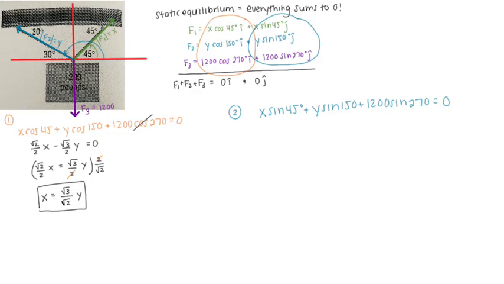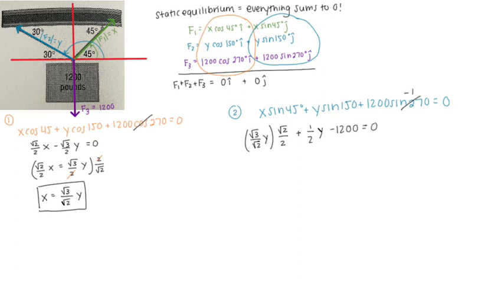I need a number. But when I go over to the second equation now, everywhere I see x, I'm going to write root 3 over root 2 times y instead. Okay, so let's do that substitution. x is now root 3 over root 2y. And the sine of 45 is root 2 over 2, so something nice is going to work out there. And then we have the sine of 150, which is 1/2, so this is 1/2 y here. And then 1200 times the sine of 270. Well, the sine of 270 is just -1, so this is just minus 1200. That's all equal to 0.